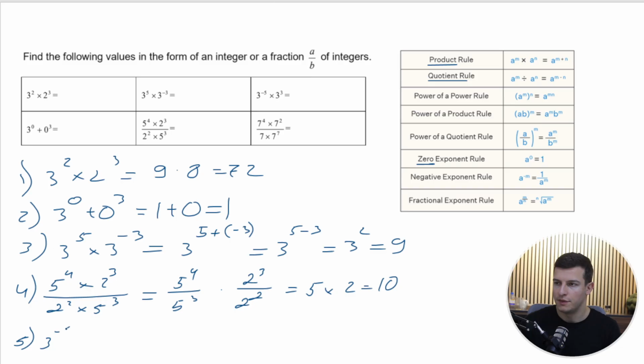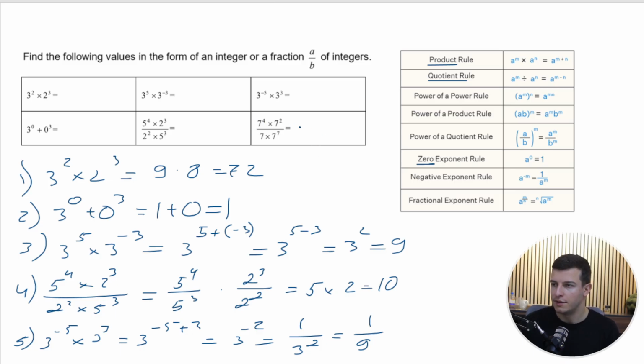3 to the power of negative 5 times 3 to the power of 3. This one is simple. The bases are same. Again, we can use the product rule, which is going to be 3 to the power of negative 5 plus 3. And that's going to be 3 to the power of negative 2, which, using the negative exponent rule, we can write as 1 divided by 3 to the power of 2, which also means 1 divided by 9.